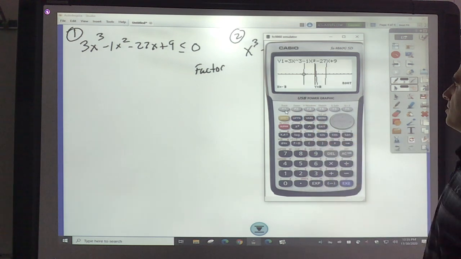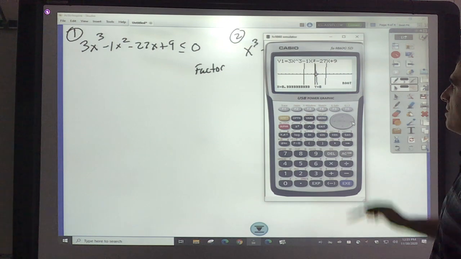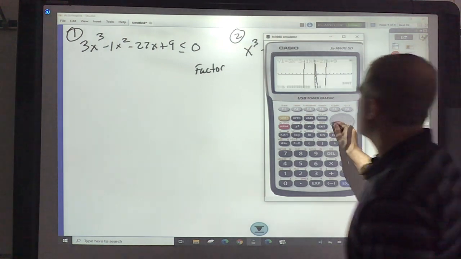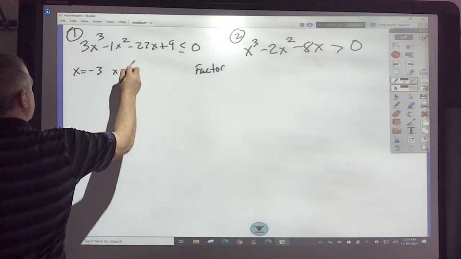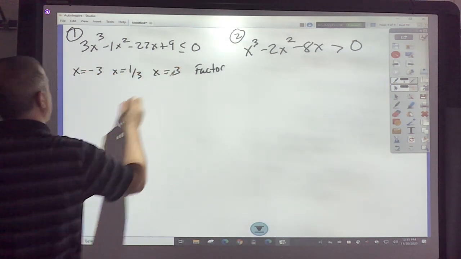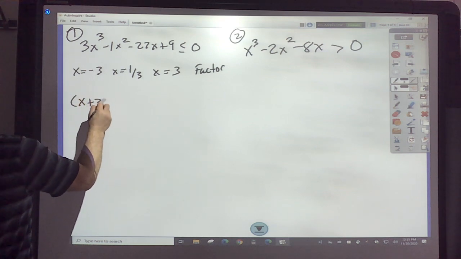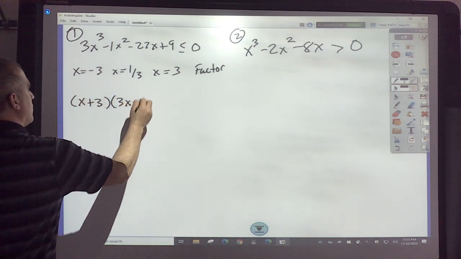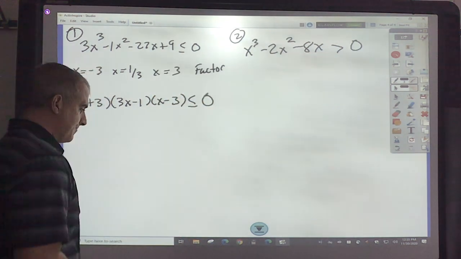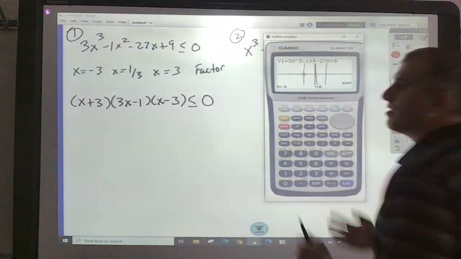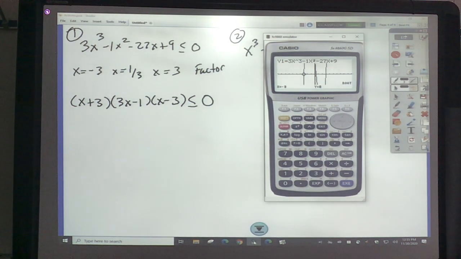Using the solve root feature, one of the solutions is -3. One of the solutions is 1/3, and one of the solutions is 3, okay? If I make those into factors, it's going to be x plus 3, 3x minus 1, x minus 3, being less than or equal to 0. Now, you could have also found one of those and done synthetic division. All right, there's a lot of different ways. Given the time of this lesson, we're going to just do it this way.